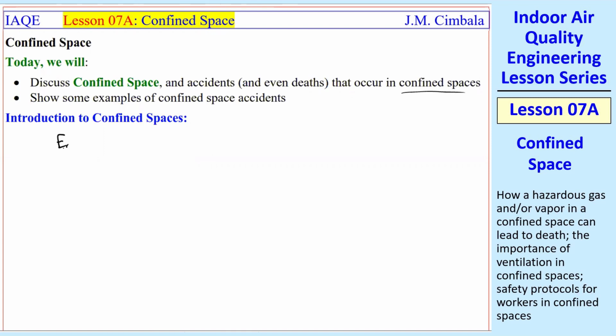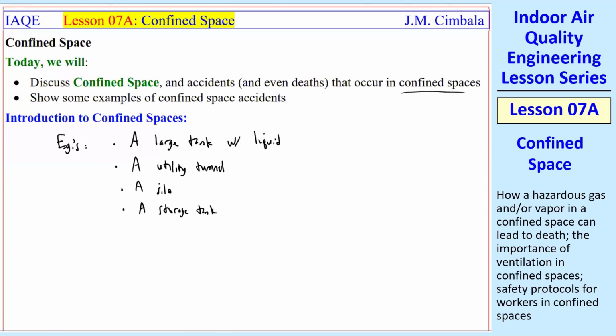Let me just list first some examples of what this might be. Anytime you have some kind of a large tank, and it might be at a chemical plant or something with some liquid that's evaporating, that's what we're going to primarily address today. A utility tunnel, like the famous steam tunnels at Penn State. A silo, you often hear about accidents in silos. The air in the silo on a farm can get very bad, poor quality air. A lot of carbon dioxide released by decaying corn or grain. People can get asphyxiated from that. A storage tank of some kind where you have to go down into it.